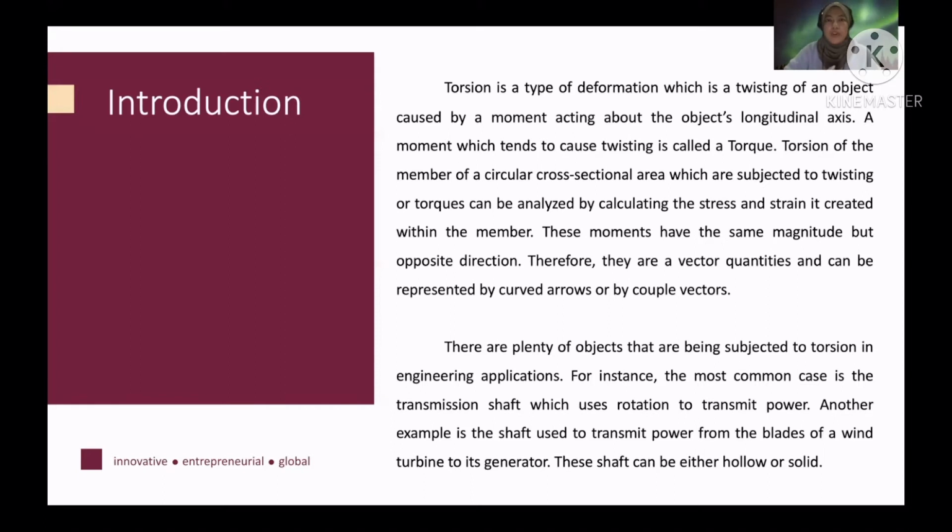There are plenty of objects subjected to torsion in engineering applications. For example, the most common one is the transmission shaft, which uses rotation to transmit power from one location to another. Another example is the shaft used to transmit power from the blades of a wind turbine to its generator. This shaft can also be hollow or solid.